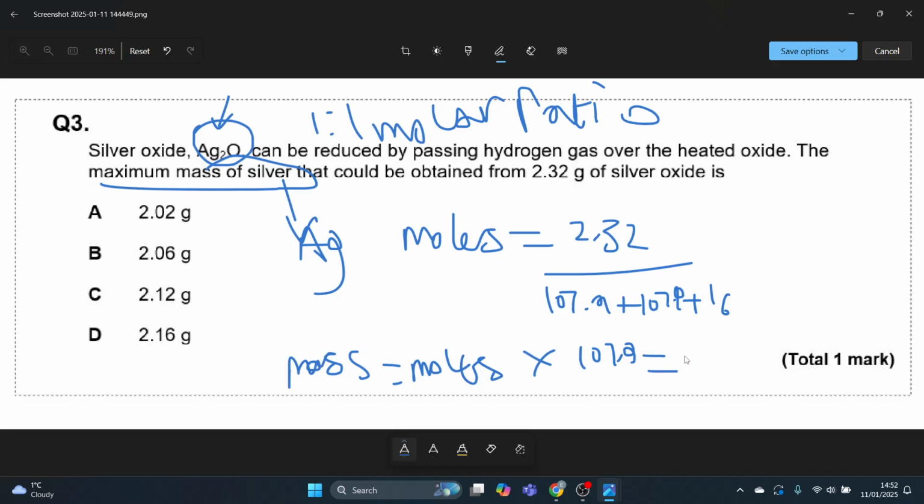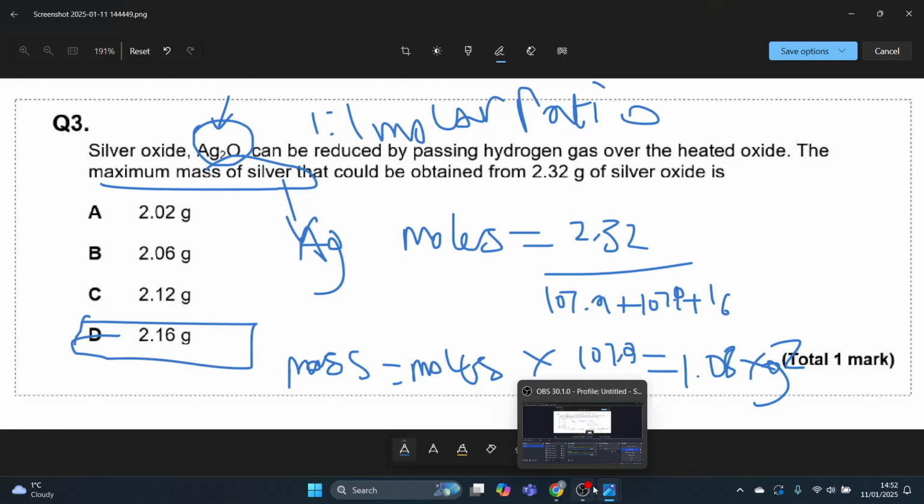And I get 1.08 grams, the maximum mass of silver. But because we've got 2 silver atoms, I need to times my answer by 2. That's the only logical thing I could see, and therefore I get 2.16 grams. And that's the end of multiple choice questions.